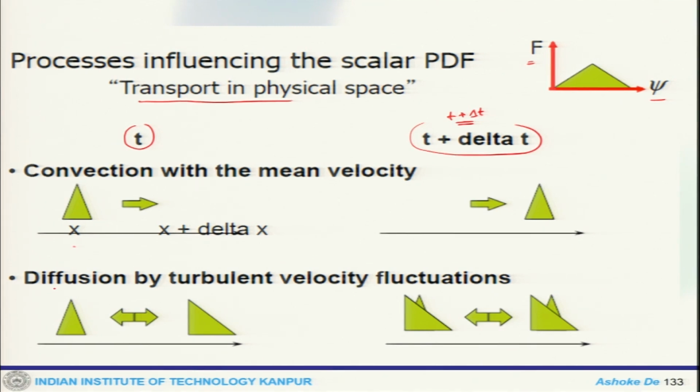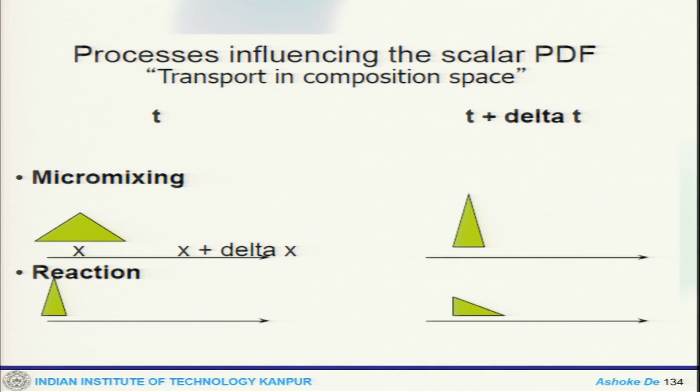Similarly, the diffusion by turbulent velocity fluctuation. So, this is at position x; due to the diffusion of the fluctuation, it will be like this, and similarly at t plus delta t, this could be the shape, and due to diffusion this could be like this. So, that means on one hand there is an effect of the convection, secondly there is an effect of these things.